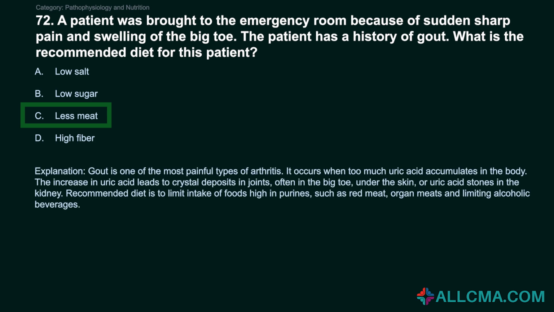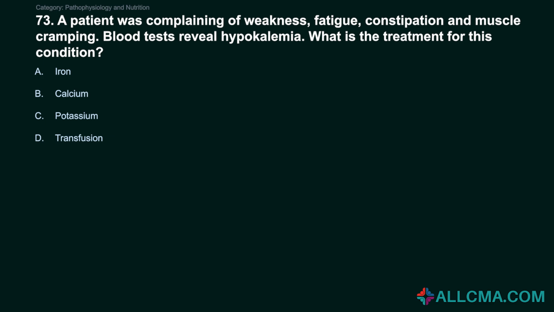Gout is one of the most painful types of arthritis. It occurs when too much uric acid accumulates in the body. The increase in uric acid leads to crystal deposits in joints, often in the big toe, under the skin, or uric acid stones in the kidney. Recommended diet is to limit intake of foods high in purines, such as red meat, organ meats, and limiting alcoholic beverages.